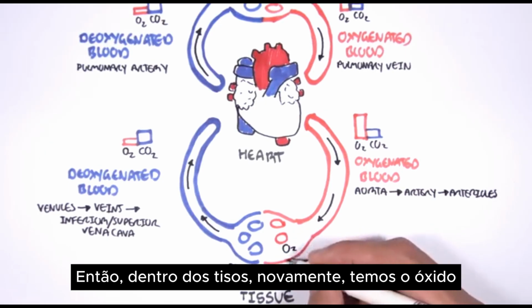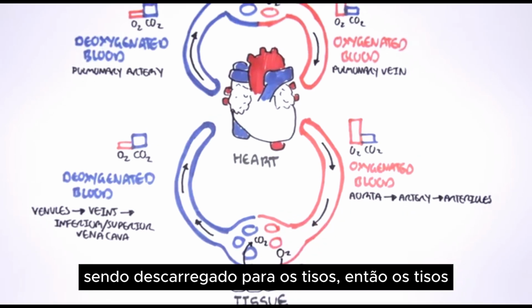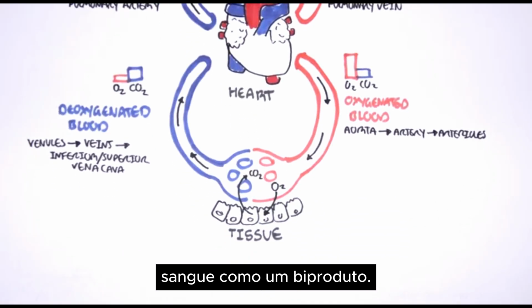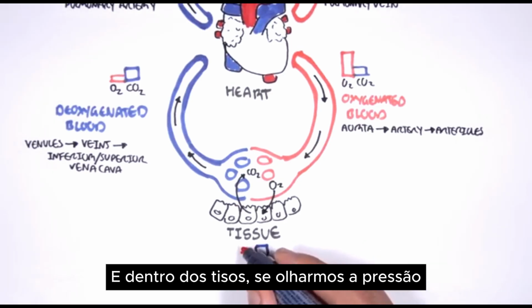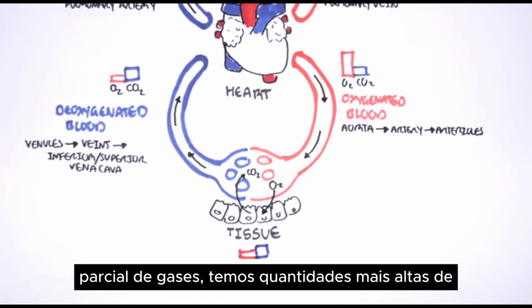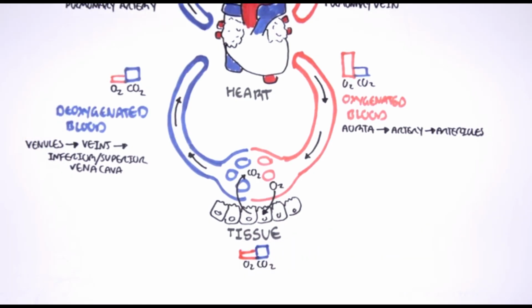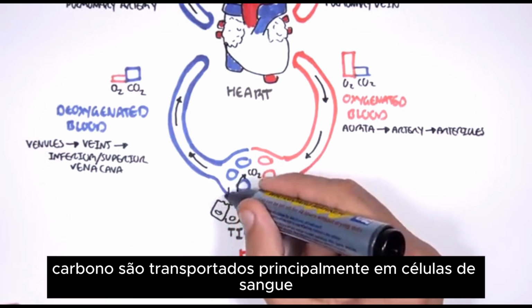And so within the tissues, again, we have oxygen being offloaded into the tissues, so the tissue can use it as energy, and then carbon dioxide released back into the blood as a byproduct. And within the tissues, if we look at the partial pressure of the gases, we have slightly higher amounts of carbon dioxide compared to oxygen. Carbon dioxide and oxygen are transported mostly within red blood cells.